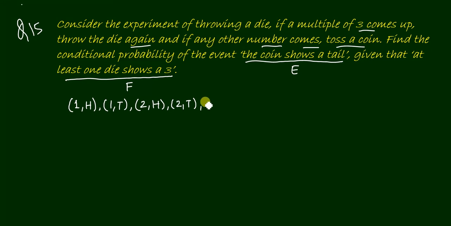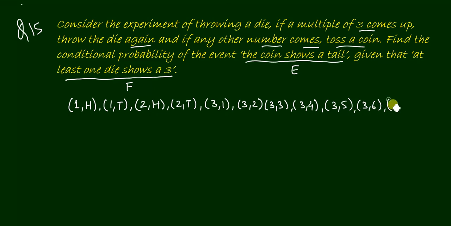Again we throw a die and we get 3, then we have to throw a die again. So if we throw the die, what can happen? 1, 2, 3, 4, 5, 6. So 3 1, 3 2, 3 3, 3 4, 3 5, 3 6.